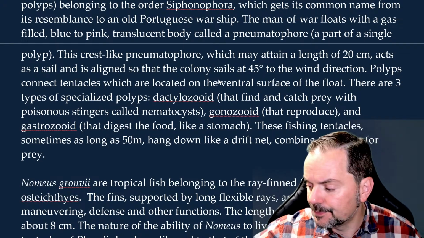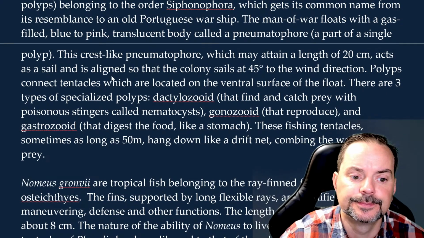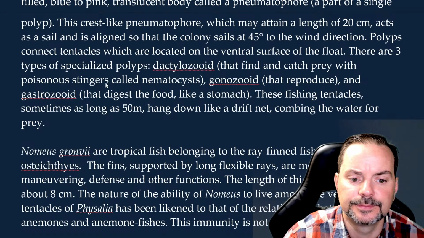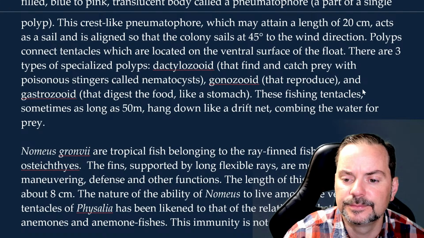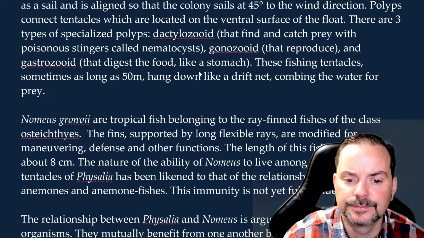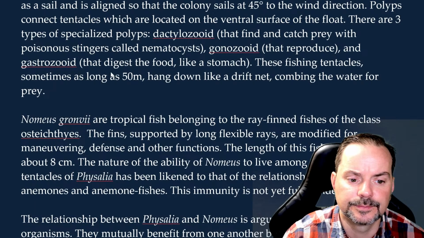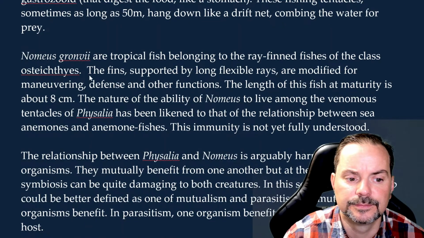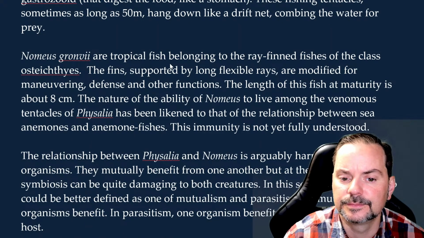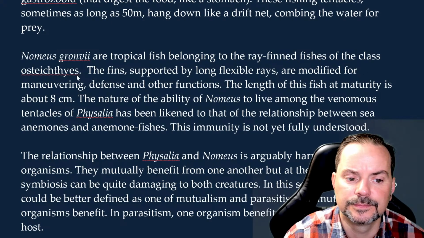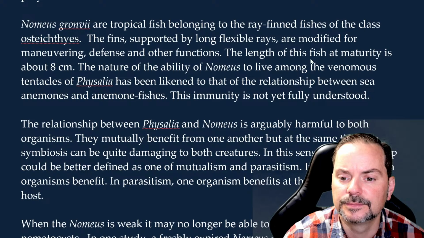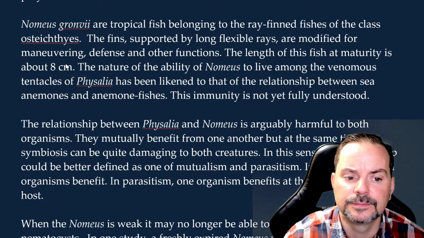Polyps connect tentacles which are located on the ventral surface of the float. There are 3 types of specialised polyps: dactylozoid, that find and catch prey with poisonous stingers called nematocysts, gonozoids, that reproduce, and gastrozoids, that digest the food like a stomach. These fishing tentacles, sometimes as long as 50 metres, hang down like a drift net, combing the water for prey. Nomius gronvoi are tropical fish belonging to the ray-finned fishes of the class Osteichthyes. The fins, supported by long flexible rays, are modified for manoeuvring, defence and other functions. The length of this fish at maturity is about 8 centimetres.